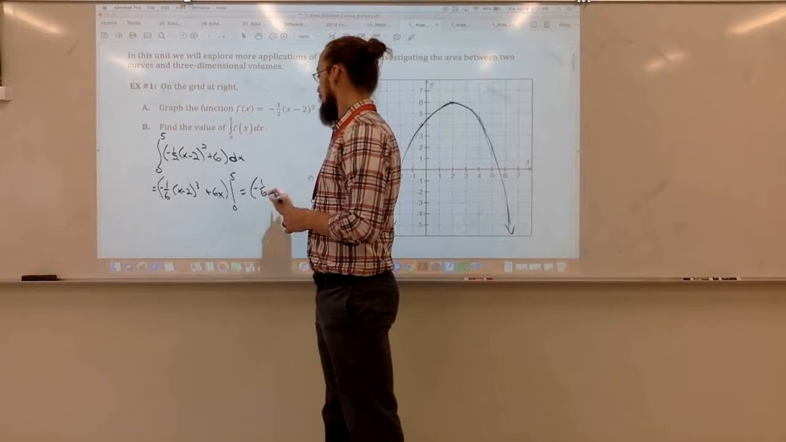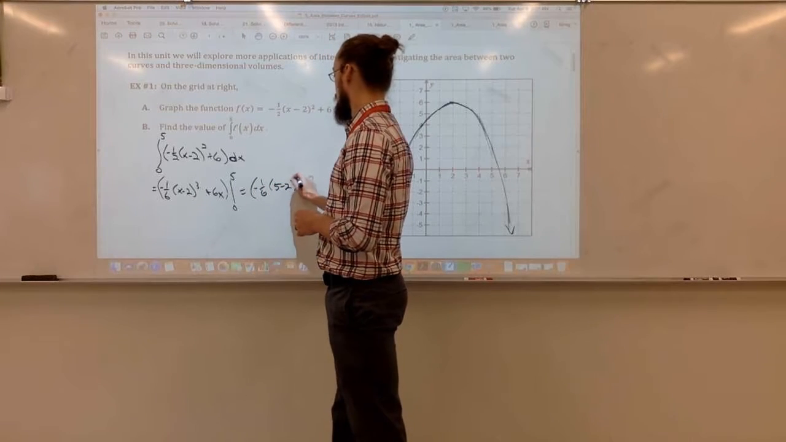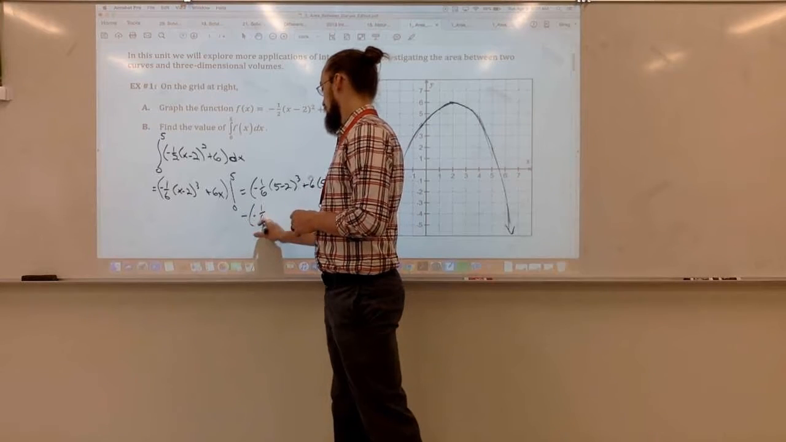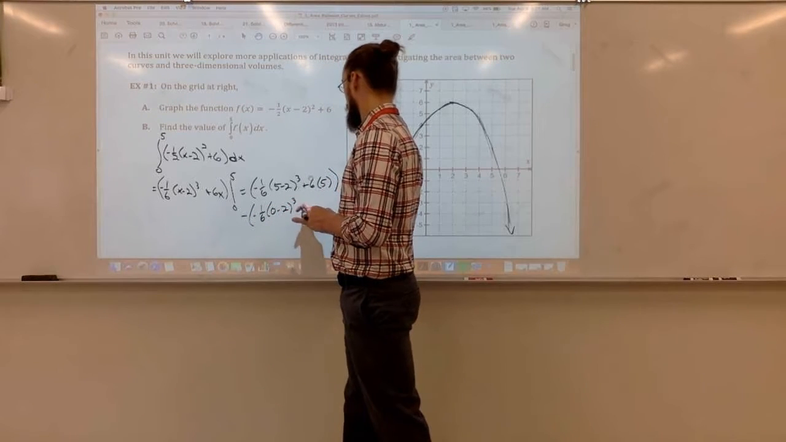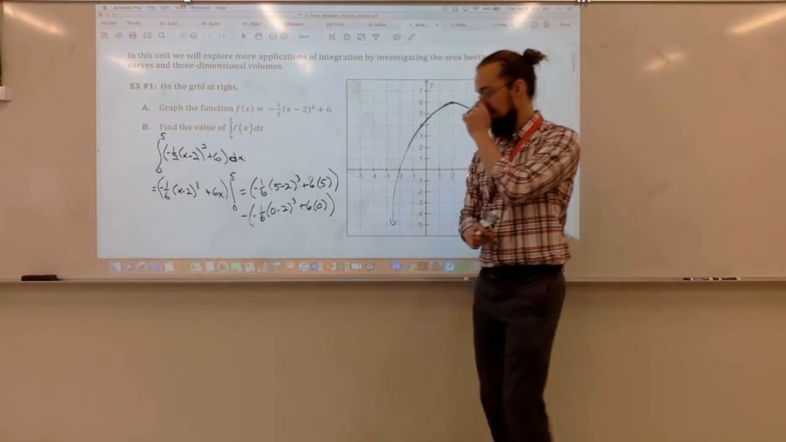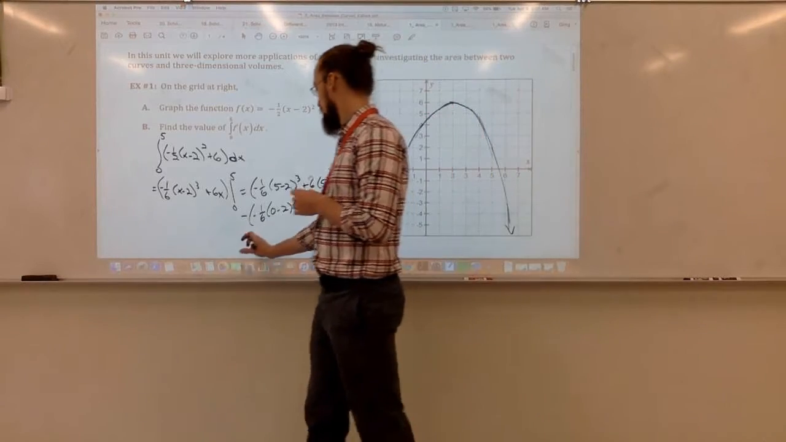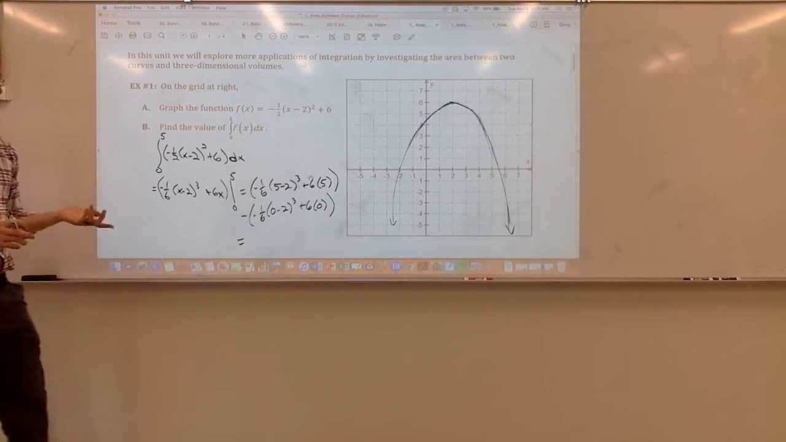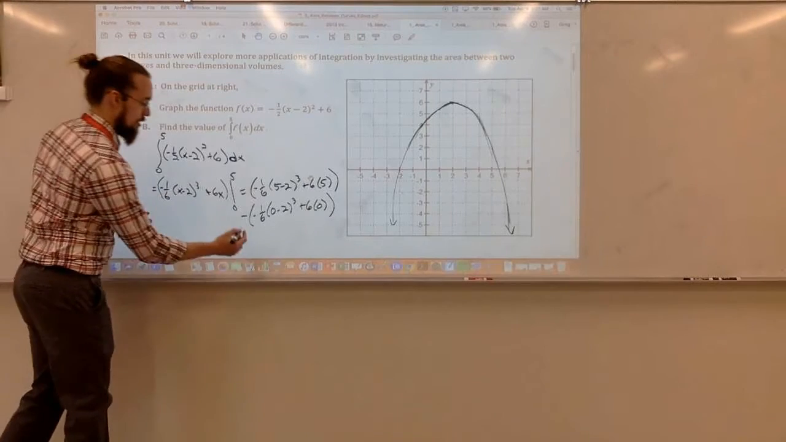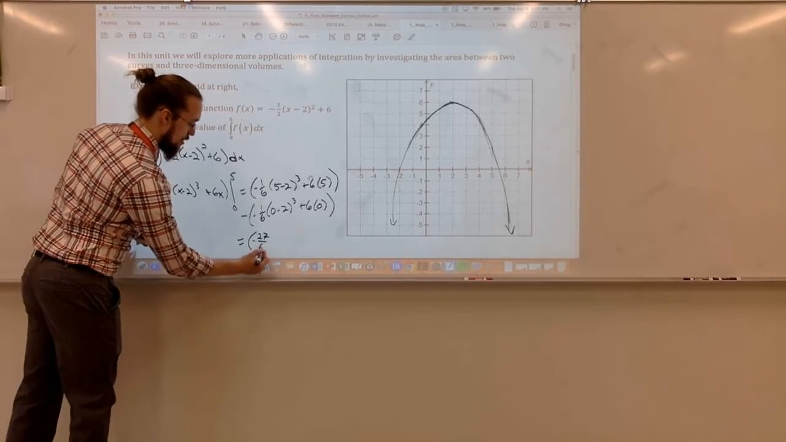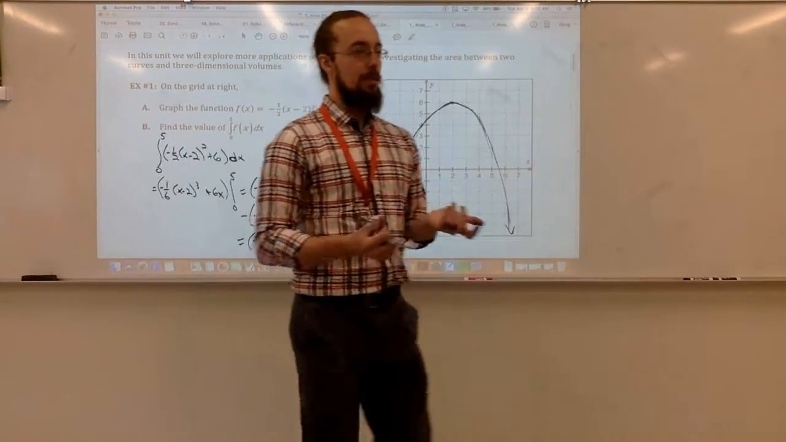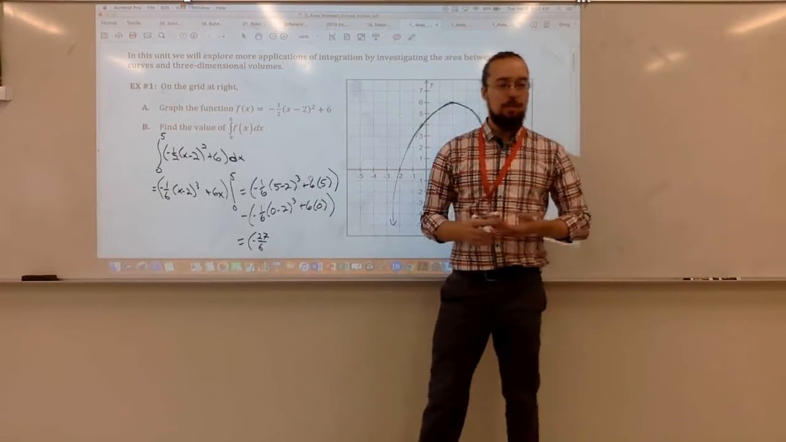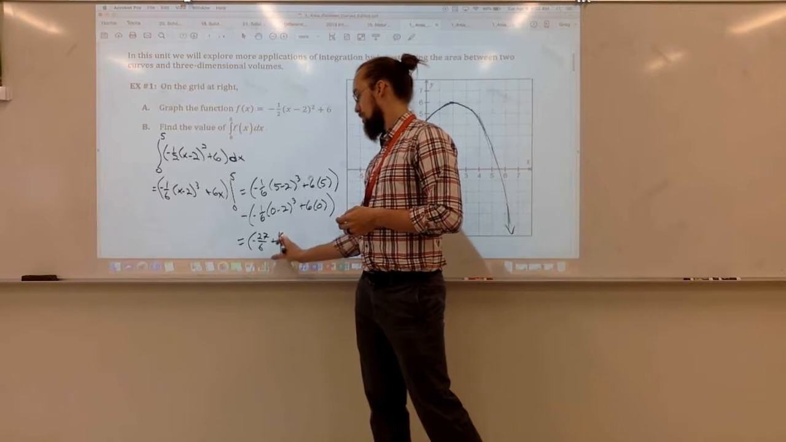So negative 1/6 times (5 minus 2) cubed plus 6 times 5, minus negative 1/6 times (0 minus 2) cubed plus 6 times 0. That's 27, so negative 27/6. So might as well go ahead and write that with a common denominator, right? So 30 in terms of sixths would be 180/6.